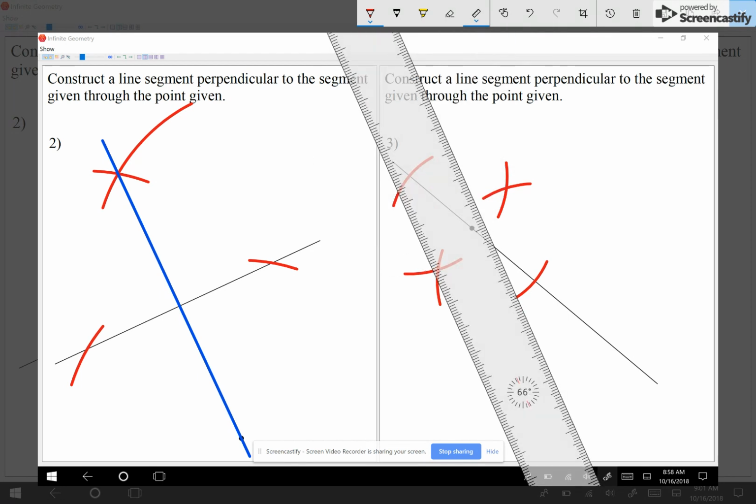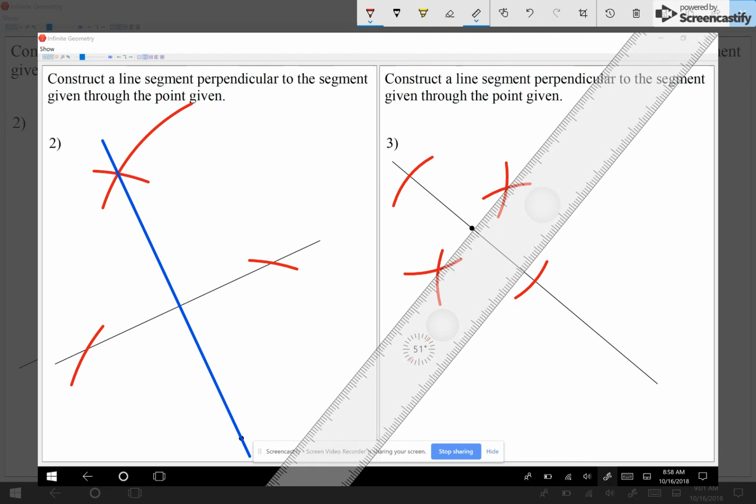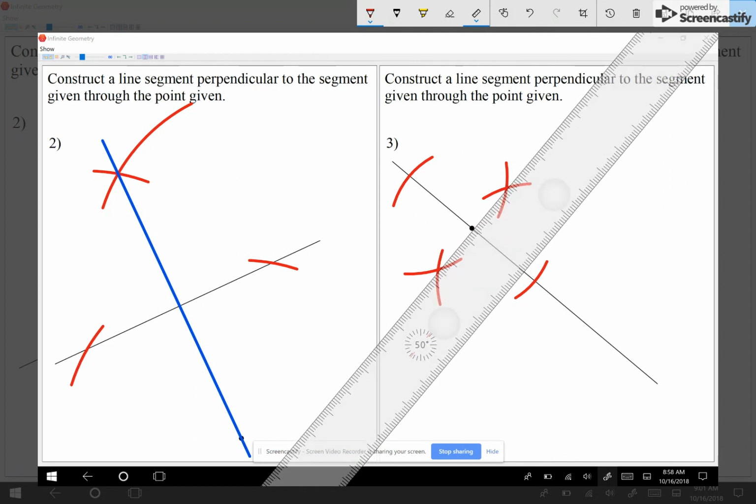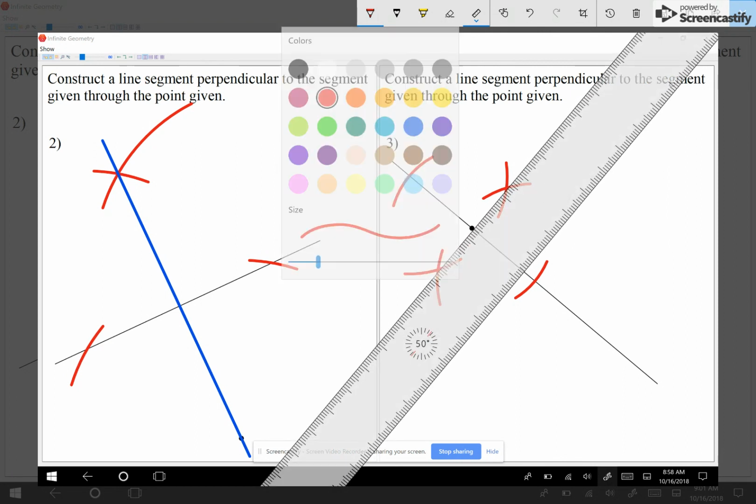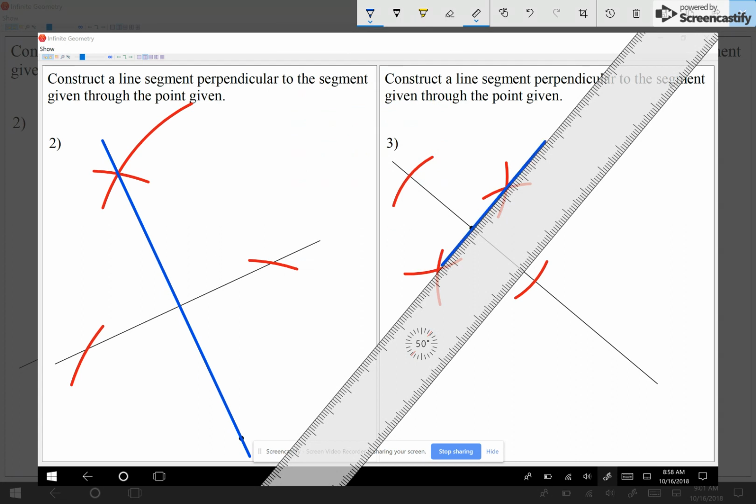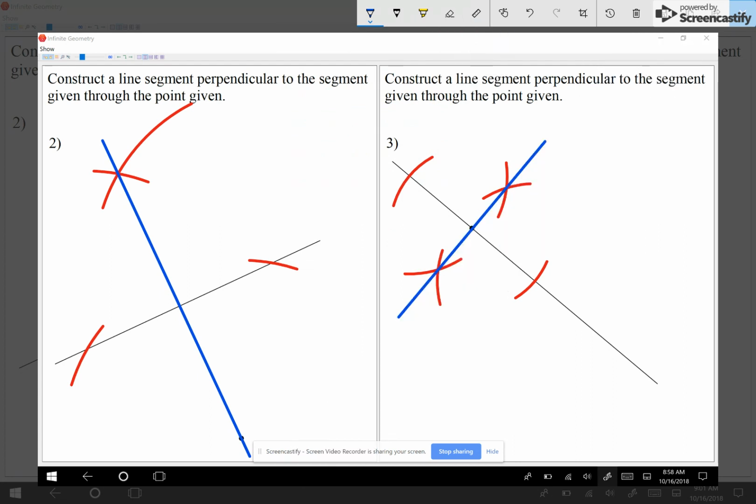Now let me grab my ruler. You connect those. My blue line intersects the line given at 90 degrees and it goes through the point. All right.